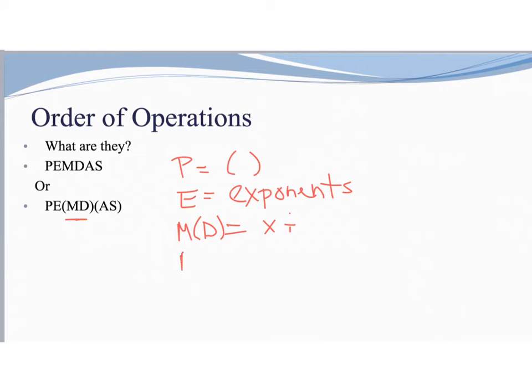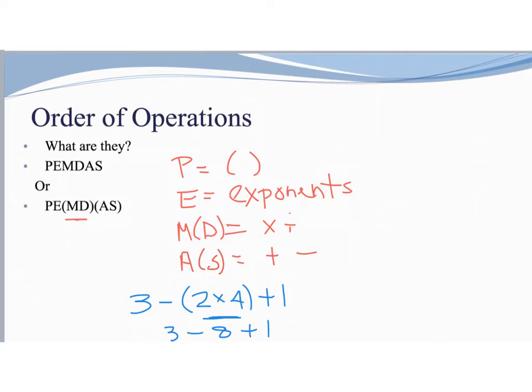Likewise, we also have addition, and I'm going to put subtraction in parentheses because this is addition and subtraction. And again, you're going to approach the addition and subtraction pieces in the order that they occur from left to right. So if I give you something like 3 minus the quantity of 2 times 4 plus 1, order of operations tells me that I have to do the 2 times 4 first because it's in parentheses. So this becomes 8, and I'm going to bring everything else down. So I have 3 minus 8 plus 1.